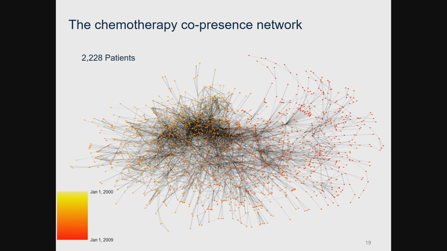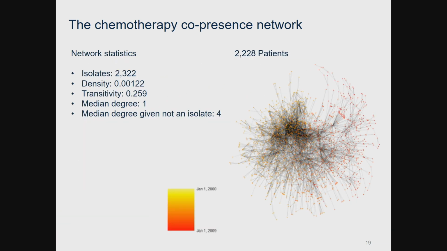nice mental sanity check. The other 2,500 patients are largely isolates. 2,300 of the patients are consistently co-present with nobody else, and the remaining 200 or so are consistently co-present with maybe 1 or 2 other patients, but not connected to this large component here. You can see the density is relatively low at 0.001, and the transitivity is fairly high. Every time patient A is connected to B and B is connected to C, 25% of the time, you also see the A to C connection.